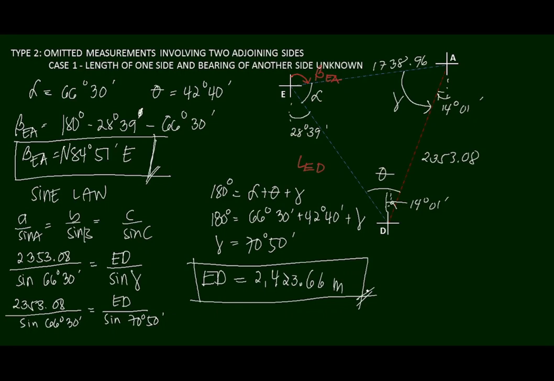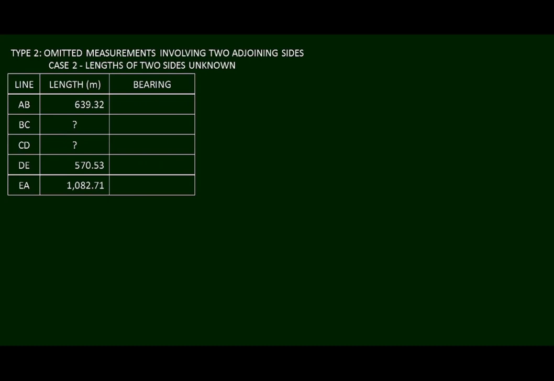Okay. How about for type 2 case 2? Again, for type 2, omitted measurements involving two adjoining sides. In case 2, lengths of two sides unknown. So as you can see here in this problem, I'll just complete the given data for this problem.